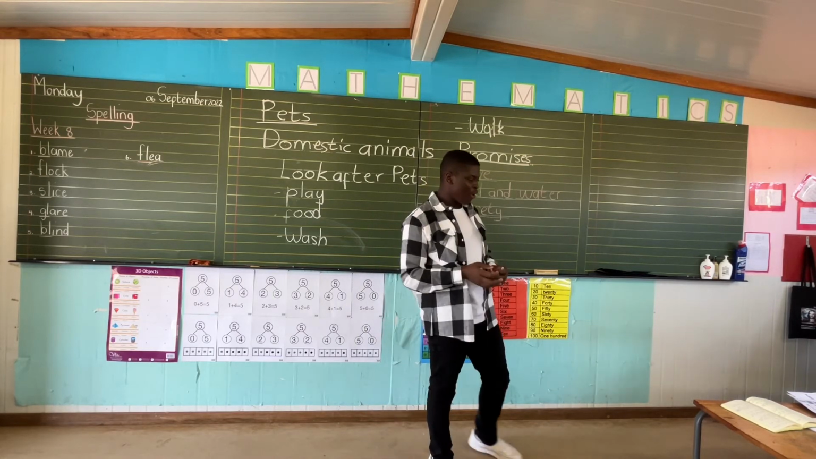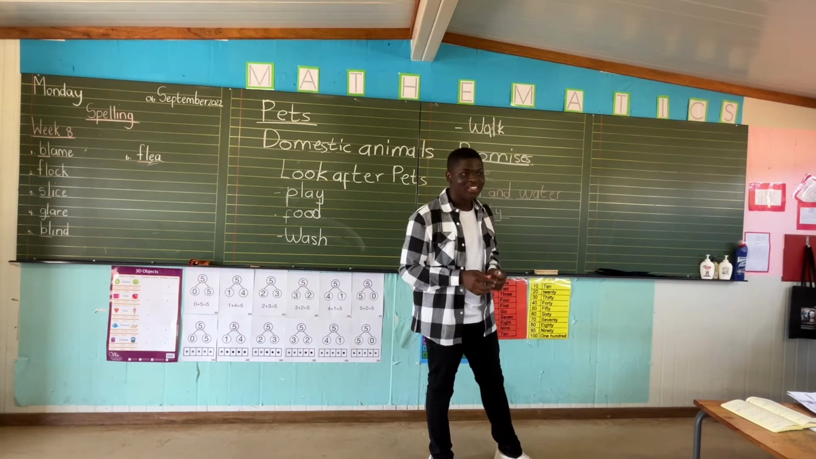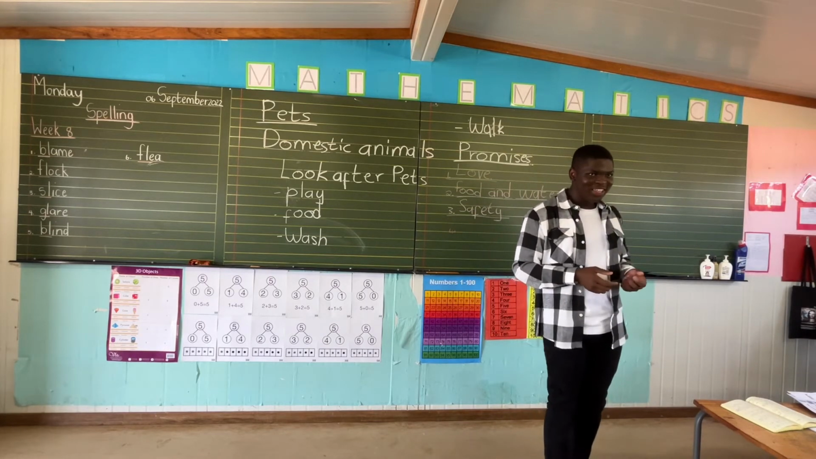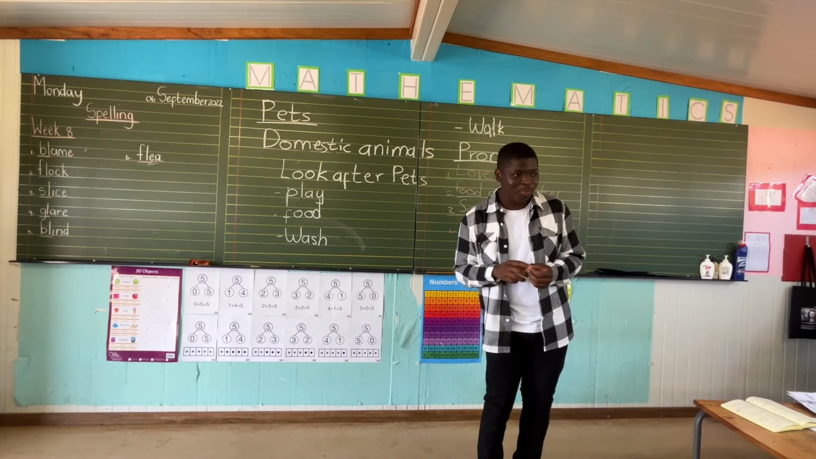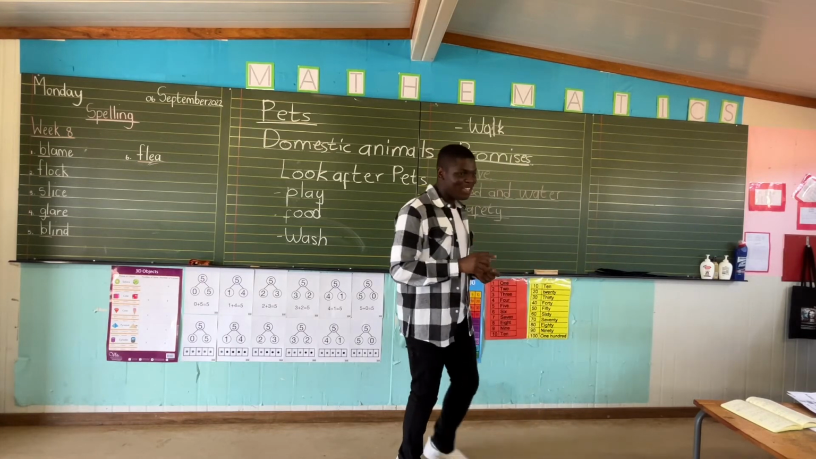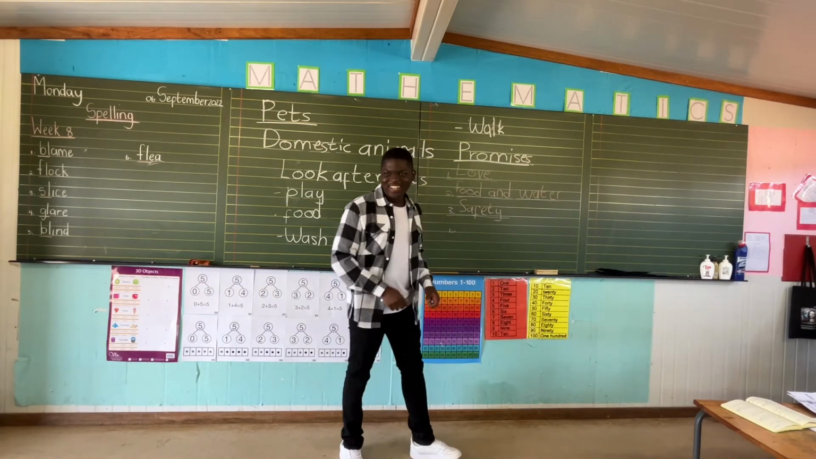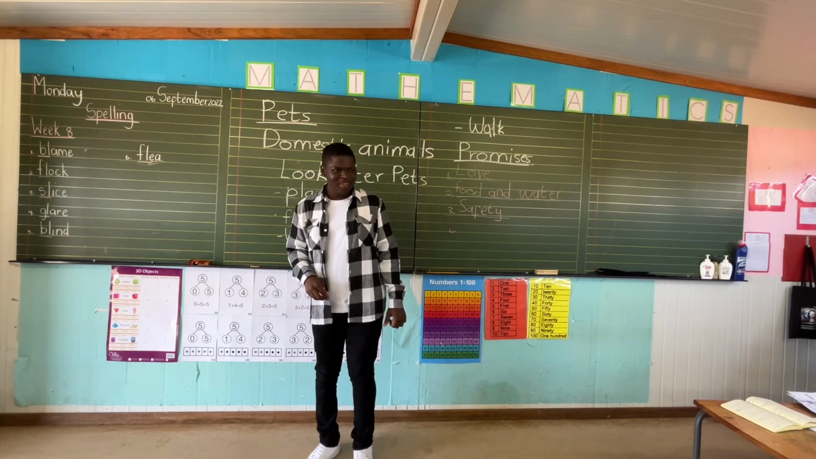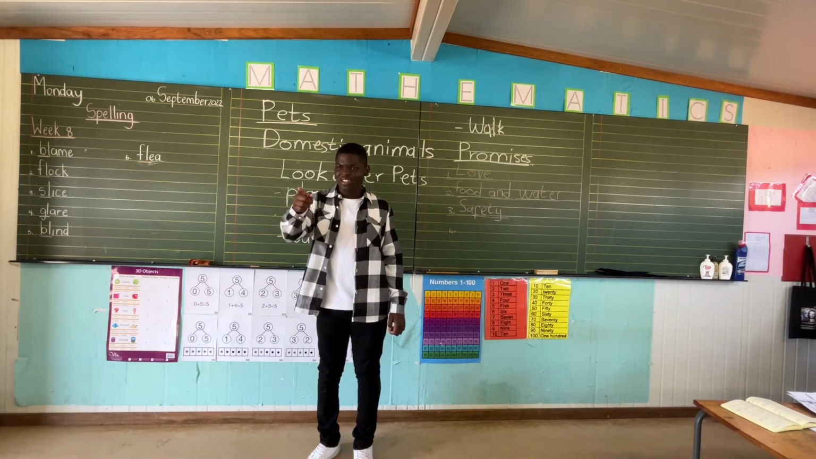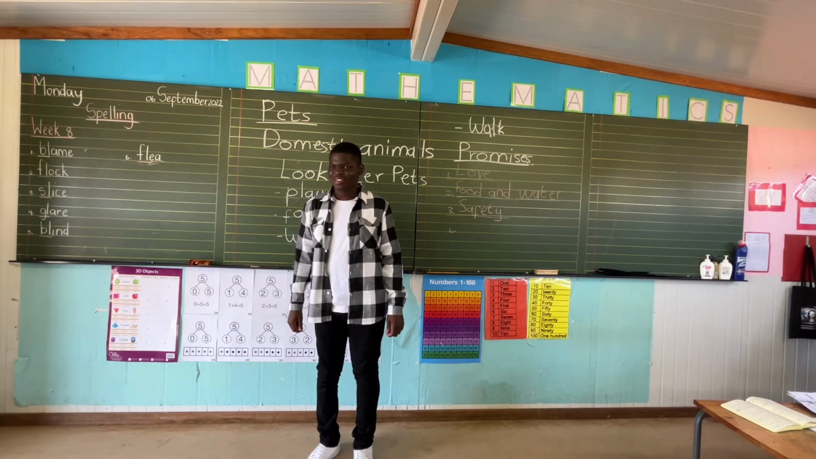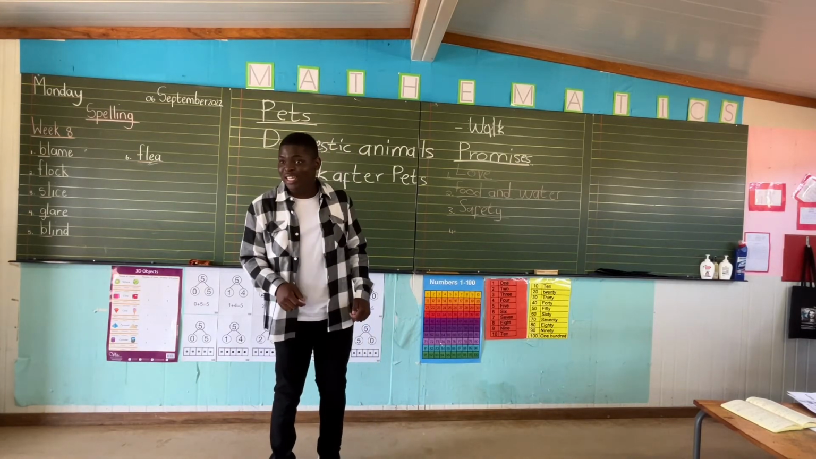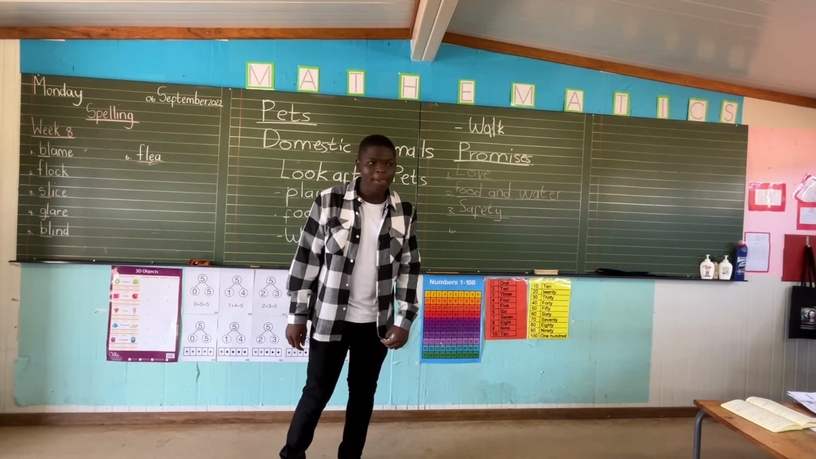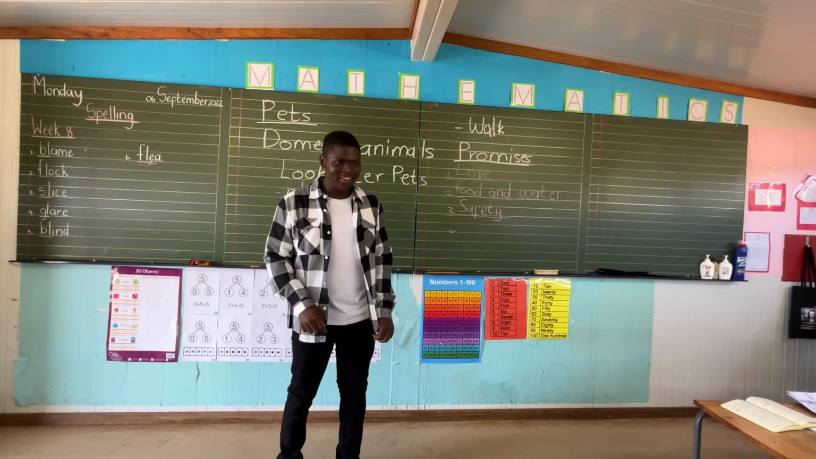Now we're going to go to promise number 4. The pets, they like to poop. And you know what you have to do when they poop? You must show them love. When they poop, you show them love. Can someone tell us how you can show it love when it poops? You have to clean after it, ne?